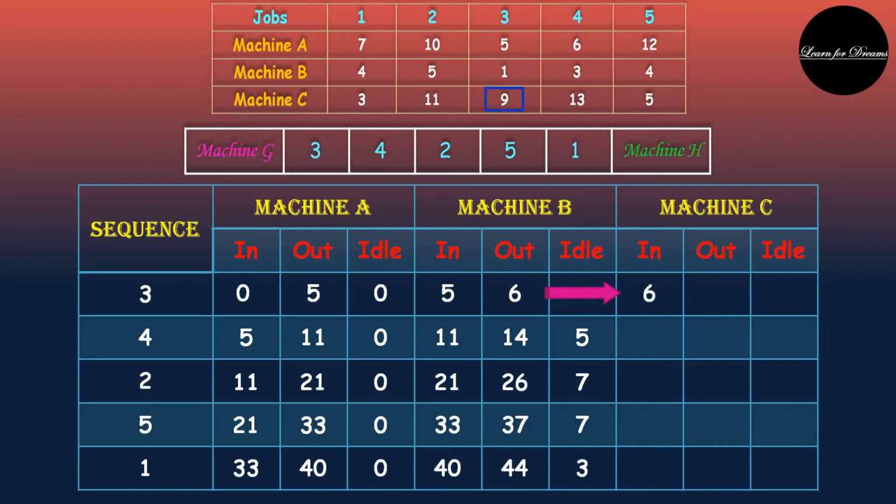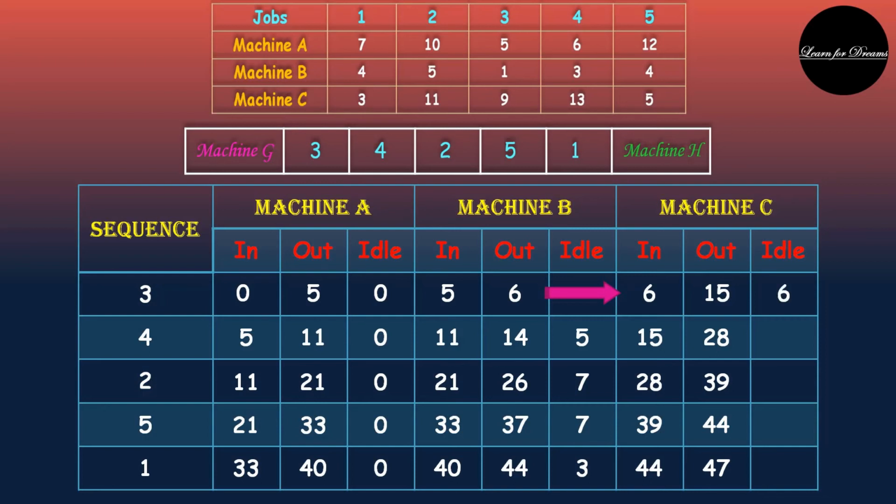In time for job 3 is 6. Out time is 6 plus 9 is equal to 15. For job 4, in time will be the larger number between 15 and 14. That is 15. Out time will be 15 plus 13 is equal to 28. For job 2, in time will be 28 and out time will be 28 plus 3 is equal to 39. Next for job 5, in time is 39 and out time is 39 plus 5 is equal to 44. And the last one, for job 1, in time is 44 and out time is 44 plus 3 is equal to 47.